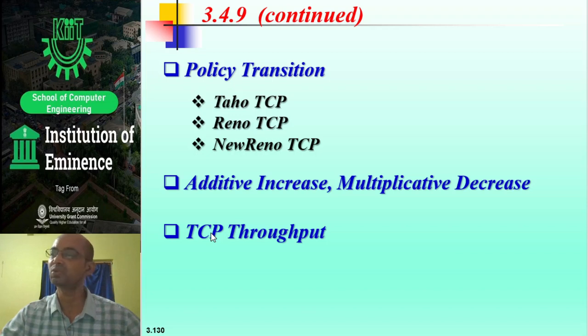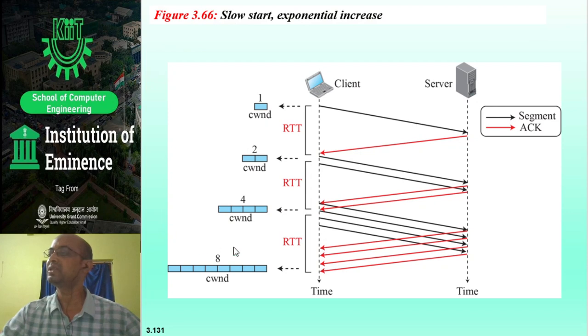So congestion control is more critical. The protocol gives more focus to congestion control in comparison to flow control, but both are important.